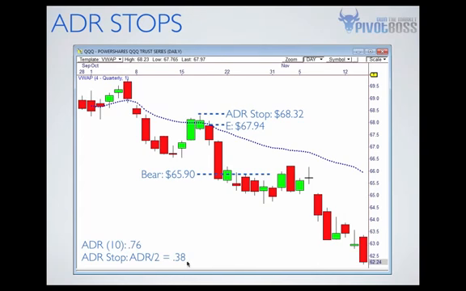We take half of that as 38 cents. That's our stop. So if we get a great entry like we did at 67.94, we add 38 cents to it to give us 68.32. That's our stop. Again, here's our bear target, which was reached at 65.90. Look at the reward risk ratio on that. Again, it's another 4 to 1 reward risk ratio. Great, great ratio to trade by.